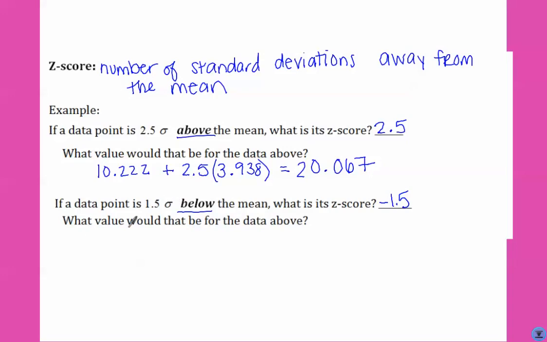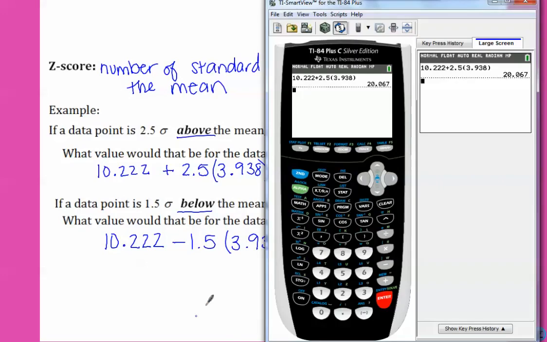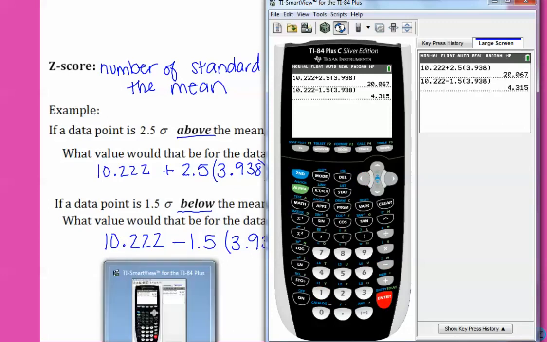All right, what if we wanted to know what data point would be 1.5 standard deviations below the mean? Still going to start with the mean. Since it's below, we're going to subtract 1.5 times the standard deviation. And if you want a shortcut for typing it in your calculator, scroll up and copy and paste this down. And the only thing we have to change is change it to minus 1.5 instead of plus 2.5. So instead of plus, we want minus, and instead of 2.5, we want 1.5. Push enter, and our data point is 4.315.